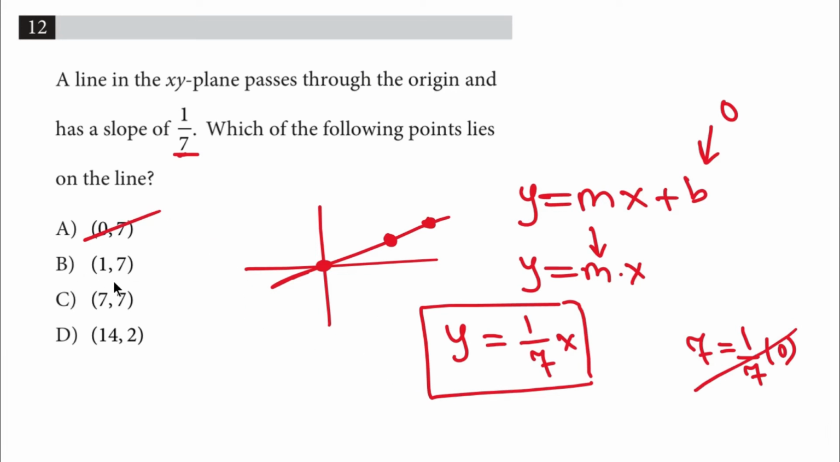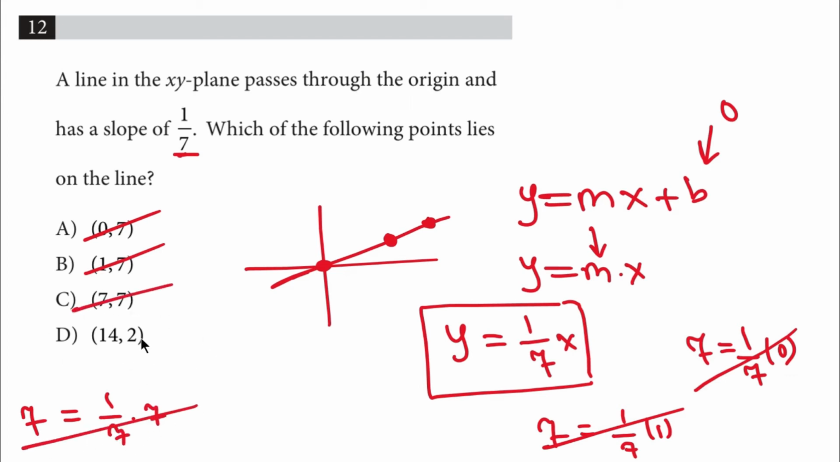Now let's see B. 7 is equal to 1 over 7 times 1. Well, that's also not correct, so this goes away. B is not correct either. Now let's see C. 7 is equal to 1 over 7 times 7. Doesn't make any sense, therefore C is also wrong. And let's try D. 2 is equal to 1 over 7 times 14. Well, this is perfectly correct. 1 over 7 times 14 is 14 divided by 7, and it is equal to 2. Therefore, D is our correct answer.